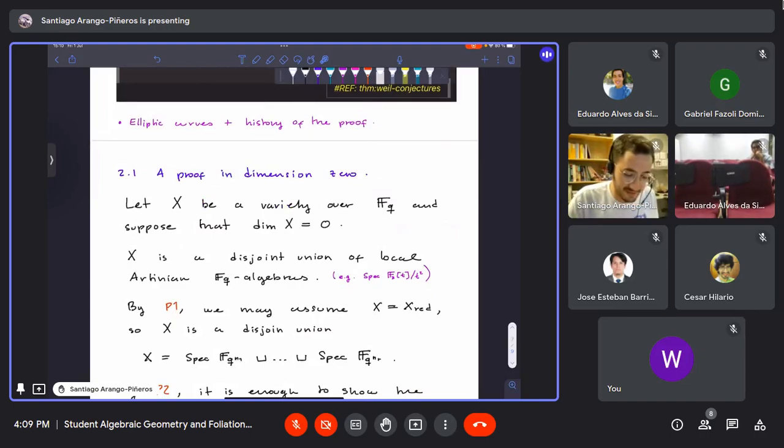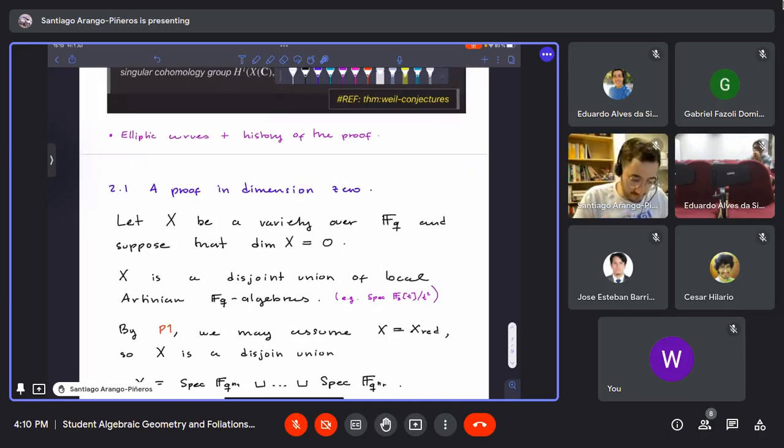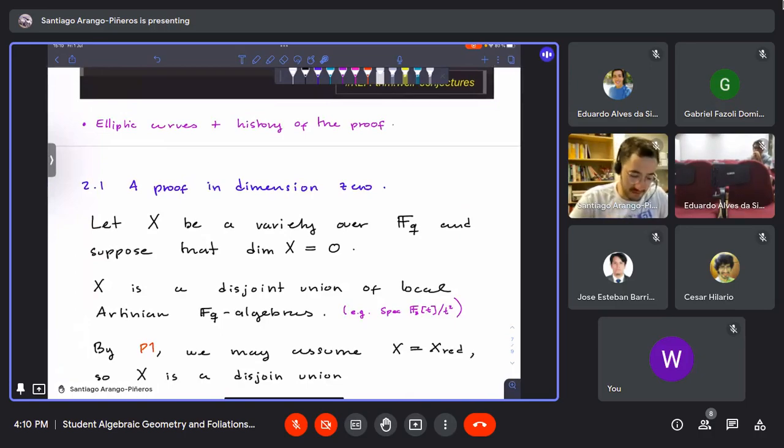Yeah, the last thing I want to say today is that I want to try and prove the conjectures at least in dimension 0. So this should be the simplest possible case. Before I jump in, are there any questions? All right. So yeah, let's start with some variety X defined over a finite field F_q. And let's suppose that our variety has dimension 0.